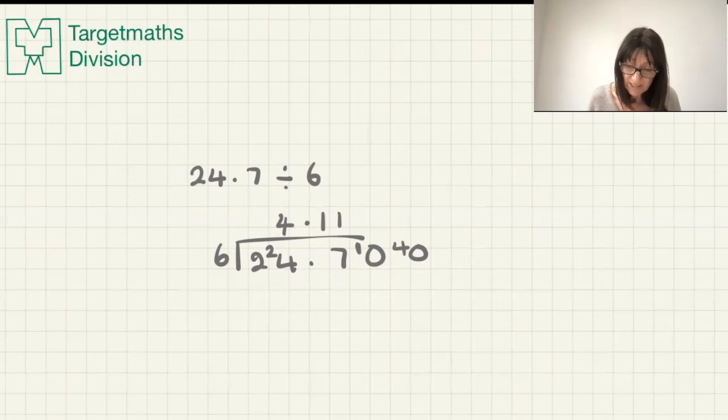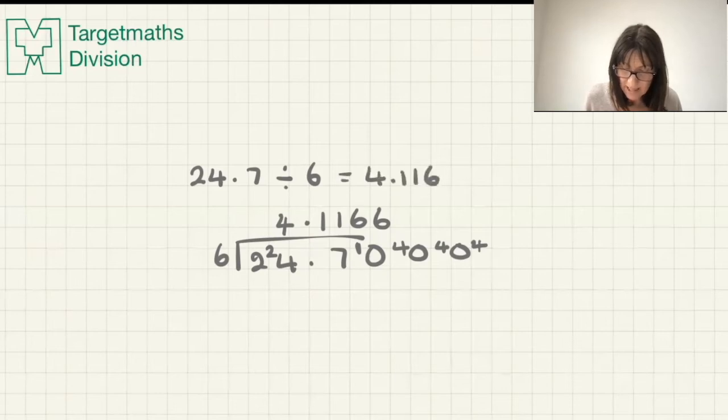6s into 40 go 6. 6 6s are 36, so that leaves me 4. And it's just going to keep going like that. So I've reached a point now where it is recurring and there's no point in carrying on. So I can write this 4.116, put a little dot over that 6, and it demonstrates that it's recurring.